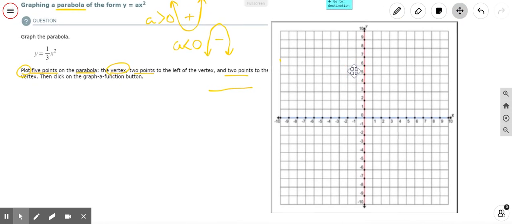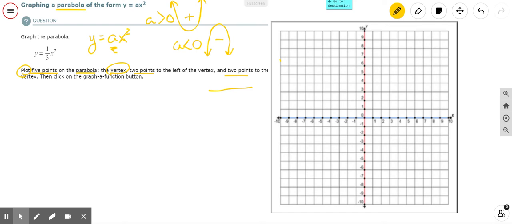Okay, so what you're going to do is plot the vertex first. Sorry. There is a vertex formula, but you can see this particular formula only has an a. It's y equals ax squared. It's a simplified formula. The only thing you have to worry about is the a.